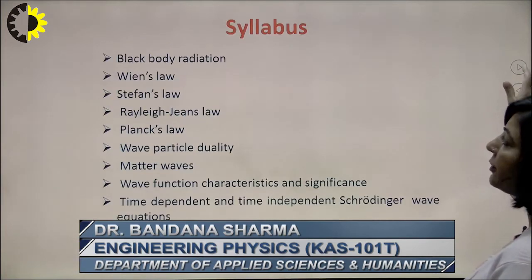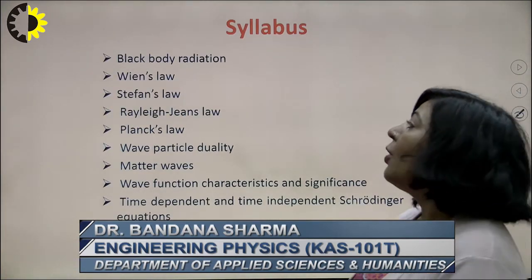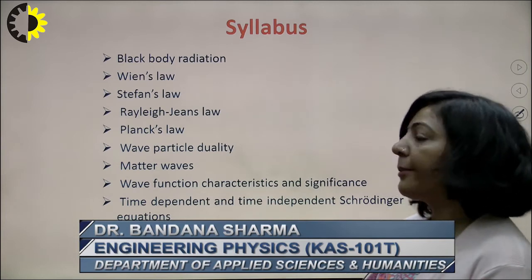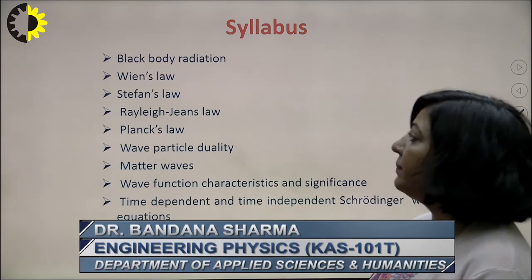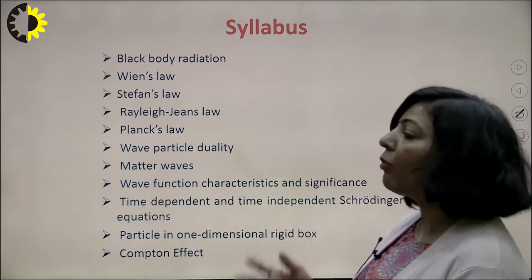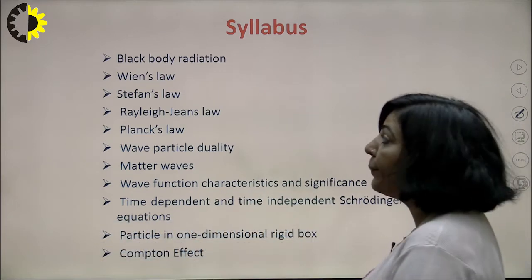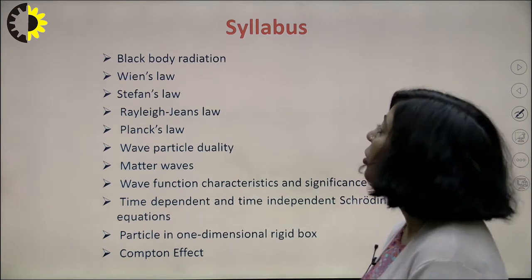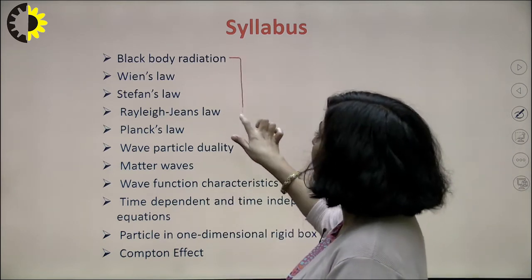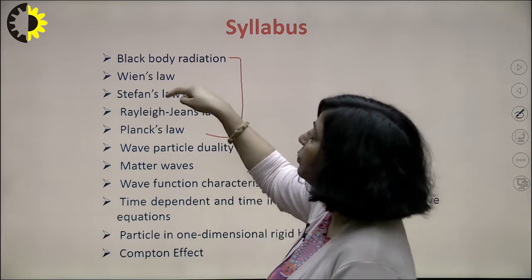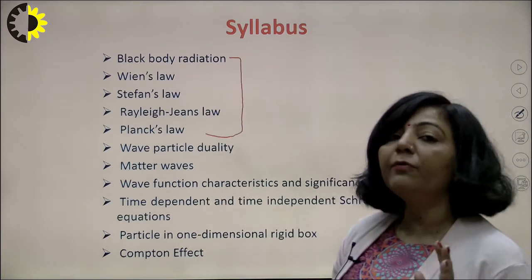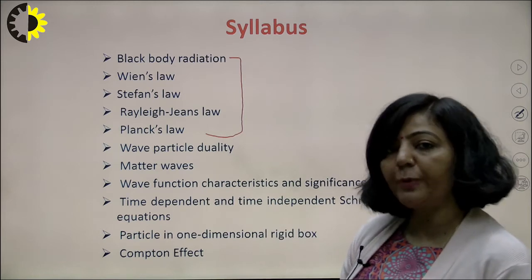Under this modern physics, the topics which are mentioned in our syllabus are black body radiation. Then we have Wien's law, which is also an outcome of the black body radiation spectrum. Then we have Stefan's law, Rayleigh-Jeans law, and Planck's law. All these five topics are covered under one heading, that is black body radiation spectrum.